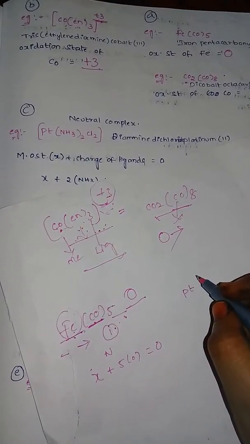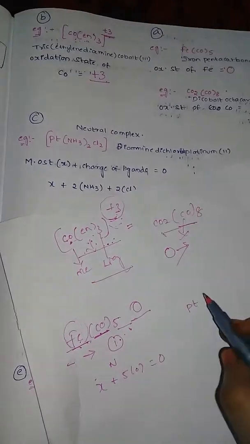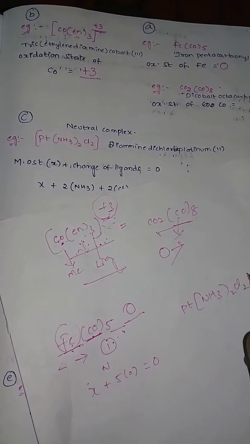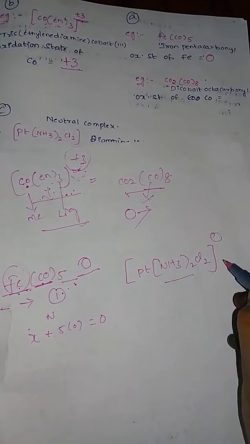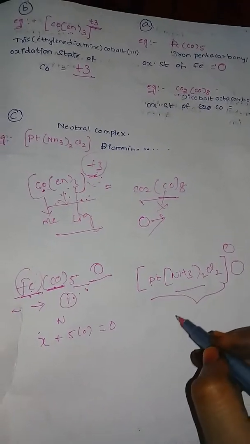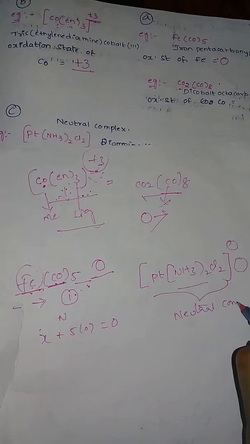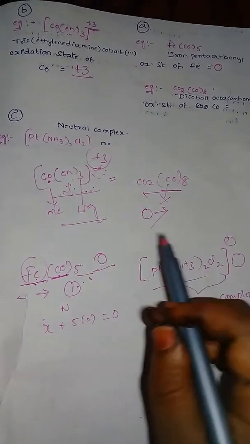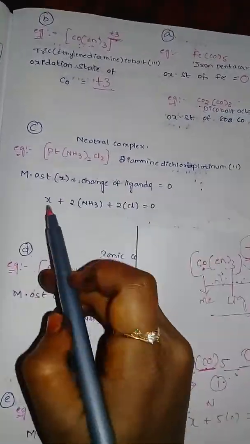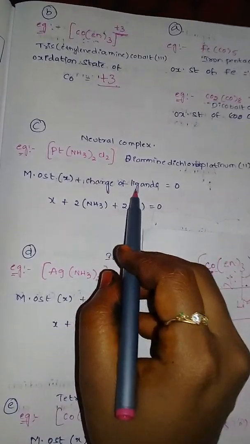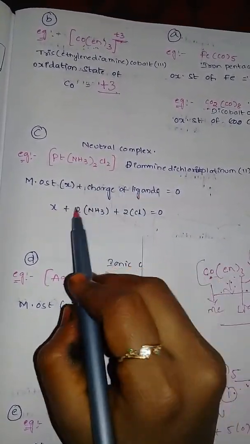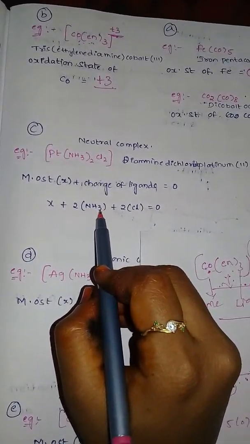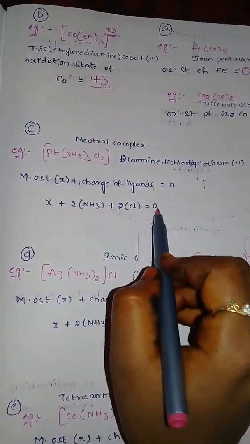Next example, diamminedichloridoplatinum(II). See, [Pt(NH3)2Cl2]. In this complex there is no charge and there is no ionic sphere, so this is a neutral complex. What is the formula for a neutral complex based on the tricks? In the third trick, metal oxidation state plus charge of ligands is equal to 0. We don't know the oxidation state of the metal, so take it as X, plus the charge of ligands. Two ammonia molecules are there, so 2 into NH3, plus 2 chlorines, 2 into Cl, is equal to 0.